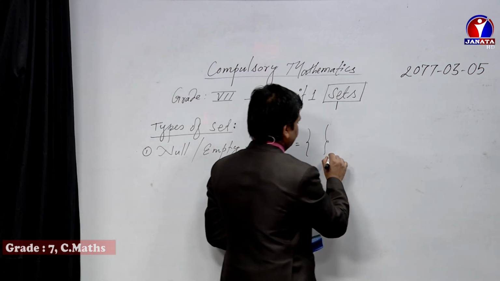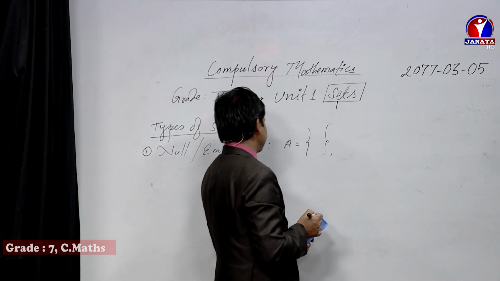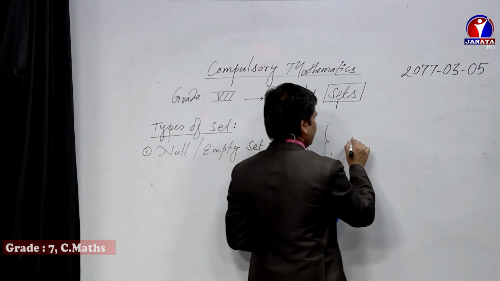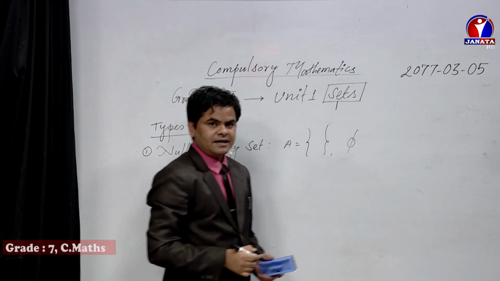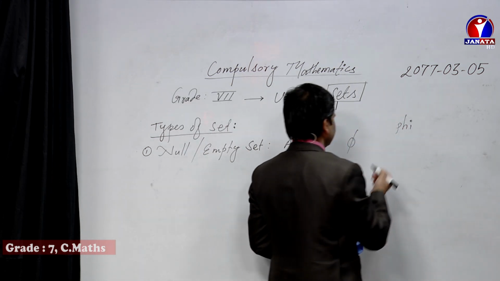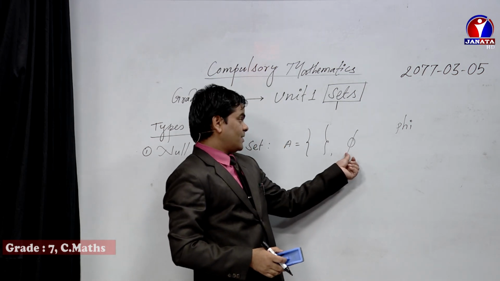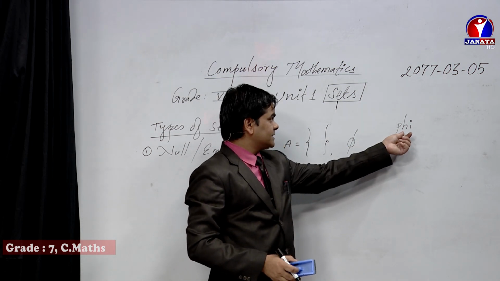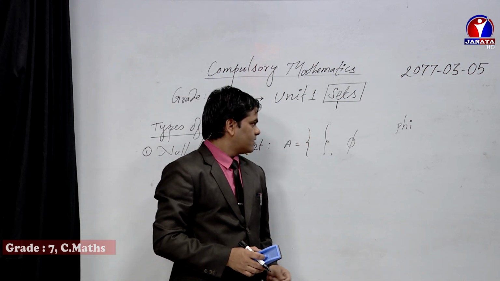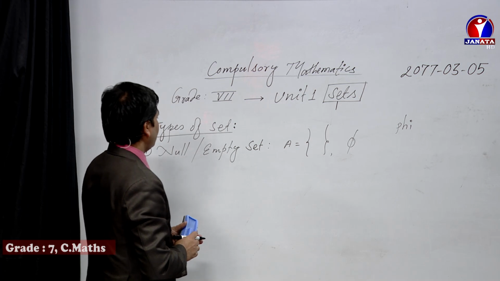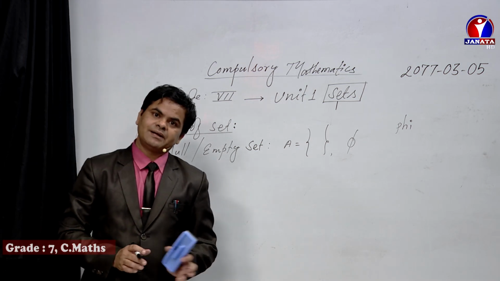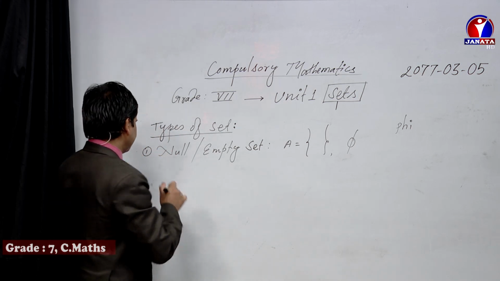Now there is another way also to represent symbolically the null set or empty set, that is the phi sign. It is known as phi, dear friends. While pronouncing, we need to say phi, but while writing, we need to write in this way. So null set or empty set refers to that set where there are no elements.